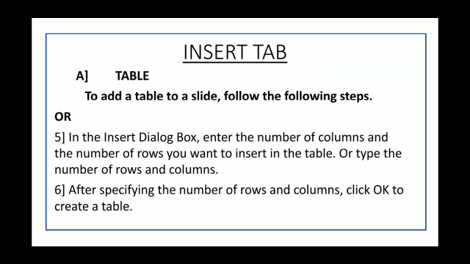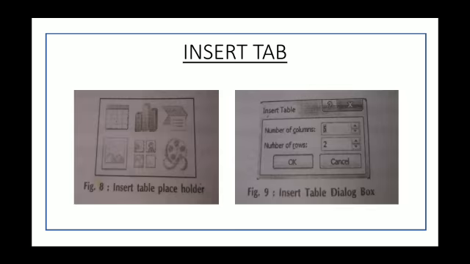I have inserted that picture also. In that you have to mention the number of columns and number of rows and click on the OK button. Automatically the table will be inserted into your document. In the Insert Table dialog box, enter the number of columns and the number of rows you want to insert in the table, or type the number of rows and columns. After specifying them, click OK to create the table. Okay, this is the picture. You can draw this picture in your notes.